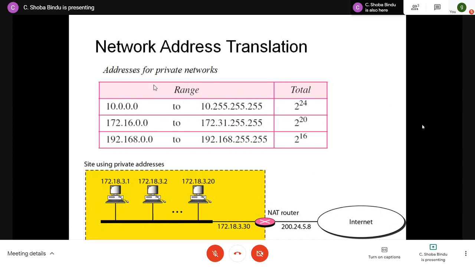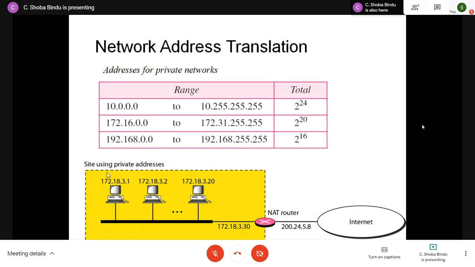So to overcome this address depletion problem, this is the solution that they have given. This range of private addresses can be given to the nodes in the organization. And this organization may be given only one public IP. That public IP will be given to the router. So this is the router here. Here you can see that the router has an IP address. This is the public IP address that is given to the router, through which it can communicate to the outside world.